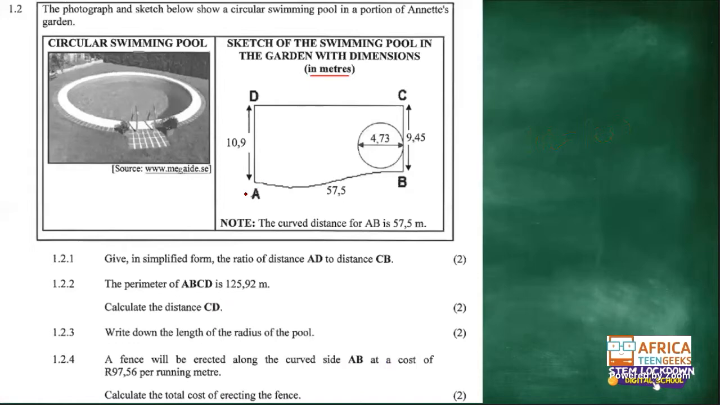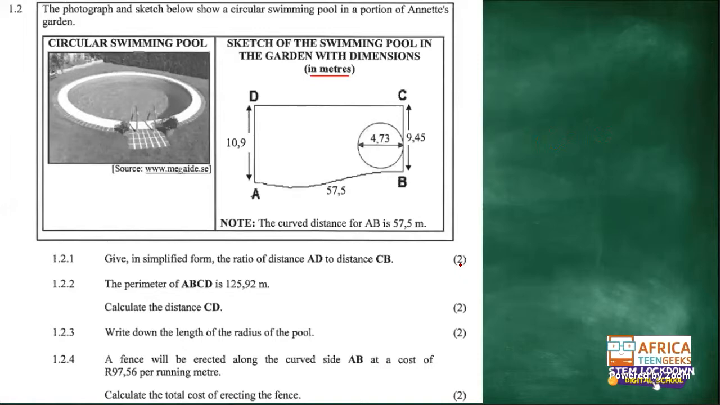You can see there are letters A, B, C, D, and it tells us to note the curve distance for AB. So this curved part AB is 57.5 meters. The question is, give in simplified form the ratio of the distance of AB to the distance of CB. What is the ratio of these two distances?